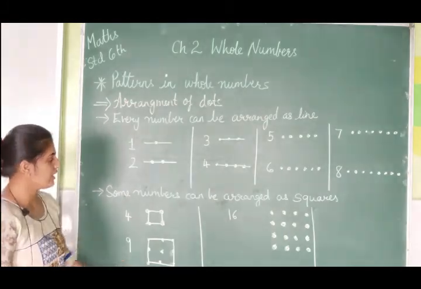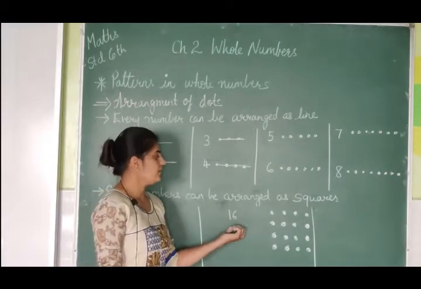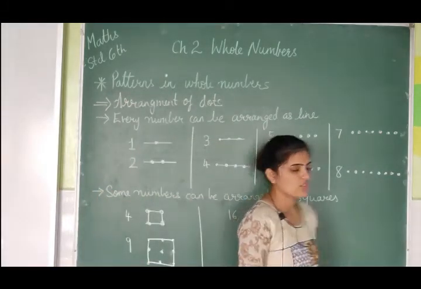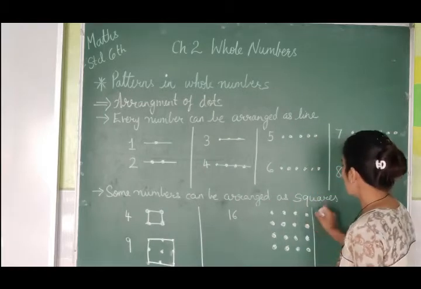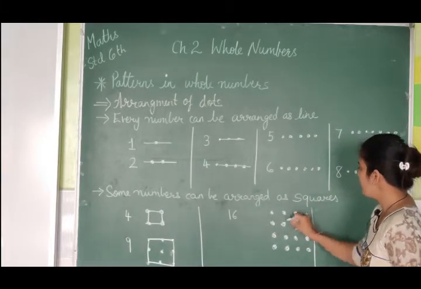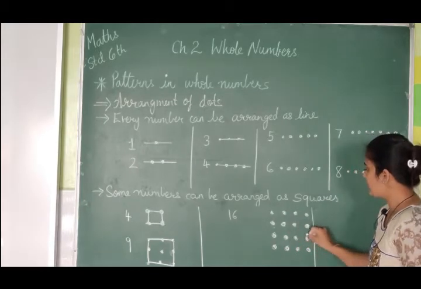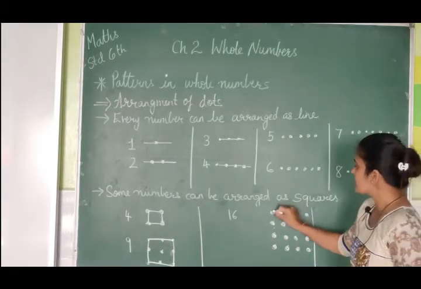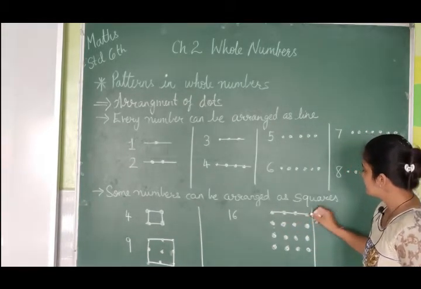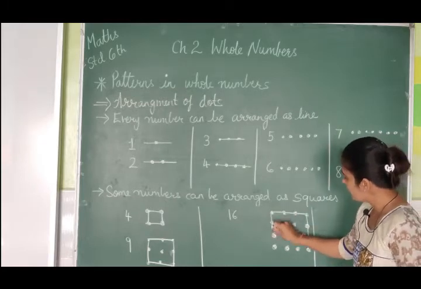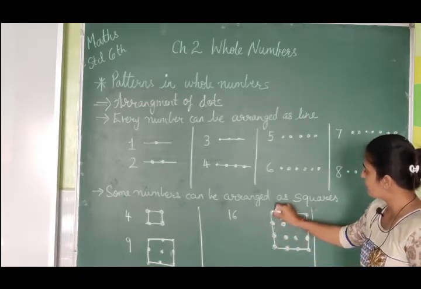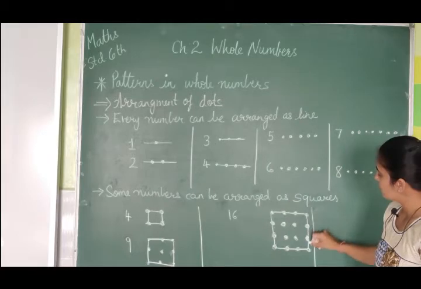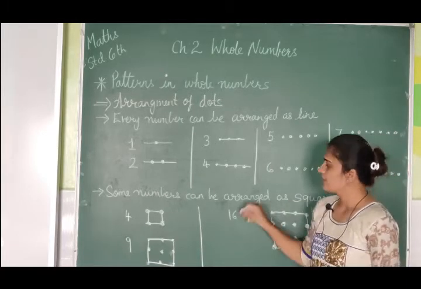Now the next number is 16. Here you can see that with 16 dots also a square can be drawn. Here you can see all the sides are equal. All have 4 dots: 1, 2, 3, 4, 1, 2, 3, 4, 1, 2, 3, 4, 1, 2, 3, 4.